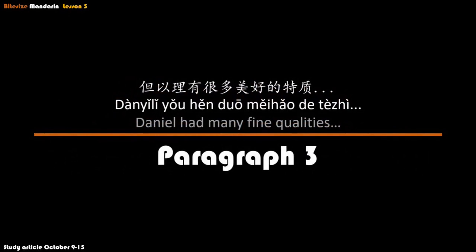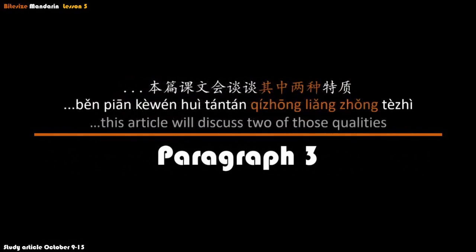Daniel 有很多美好的特质. Daniel had many fine qualities. 本篇课文会谈谈其中两种特质. This article will discuss two of those qualities. So the noun is 特质, and the paragraph has already mentioned that Daniel has many fine qualities. 很多美好的特质. And in this article, two of those qualities will be discussed. 2, 两, and the measure word 种. 其中两种, and then the noun 特质.